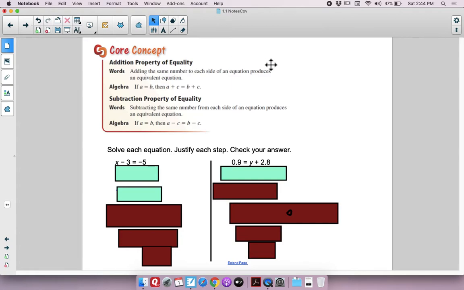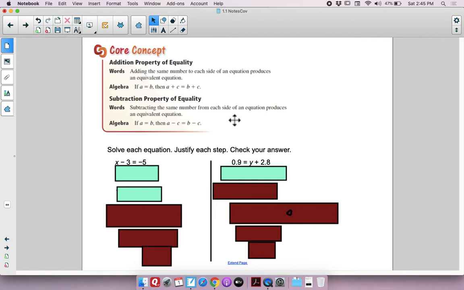Okay, so as we go through these notes, you'll see that there are oftentimes core concepts. And they always like to write it in words in algebra. And basically, you can sum this up by calling these the golden rule of equations. Whatever you do to one side, if you do it to the other, you're going to get an equivalent equation. So in words here, it says adding the same number to each side of an equation produces an equivalent equation. So let's say we had A is equal to B. Well, if we added C to both sides, wouldn't we still have equal values?